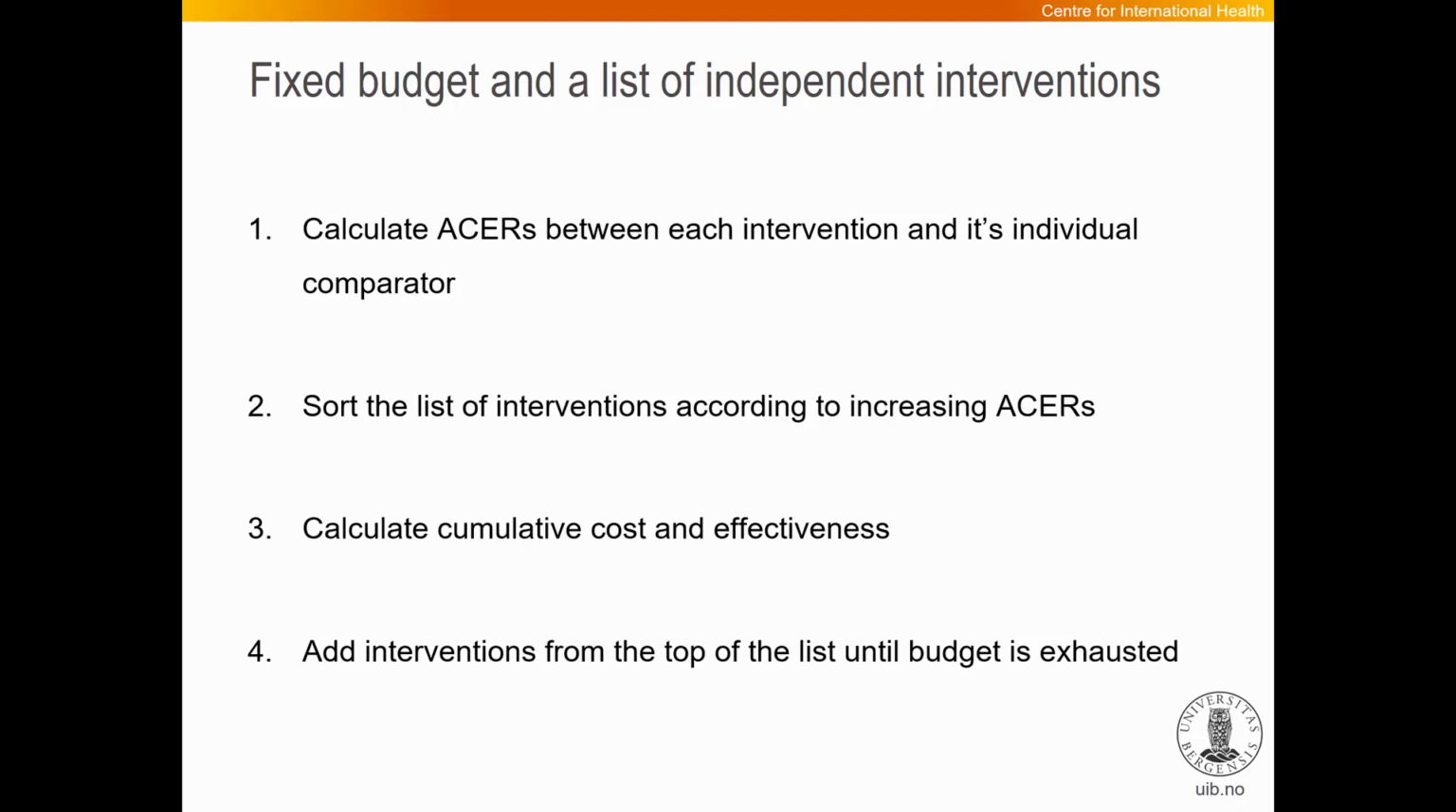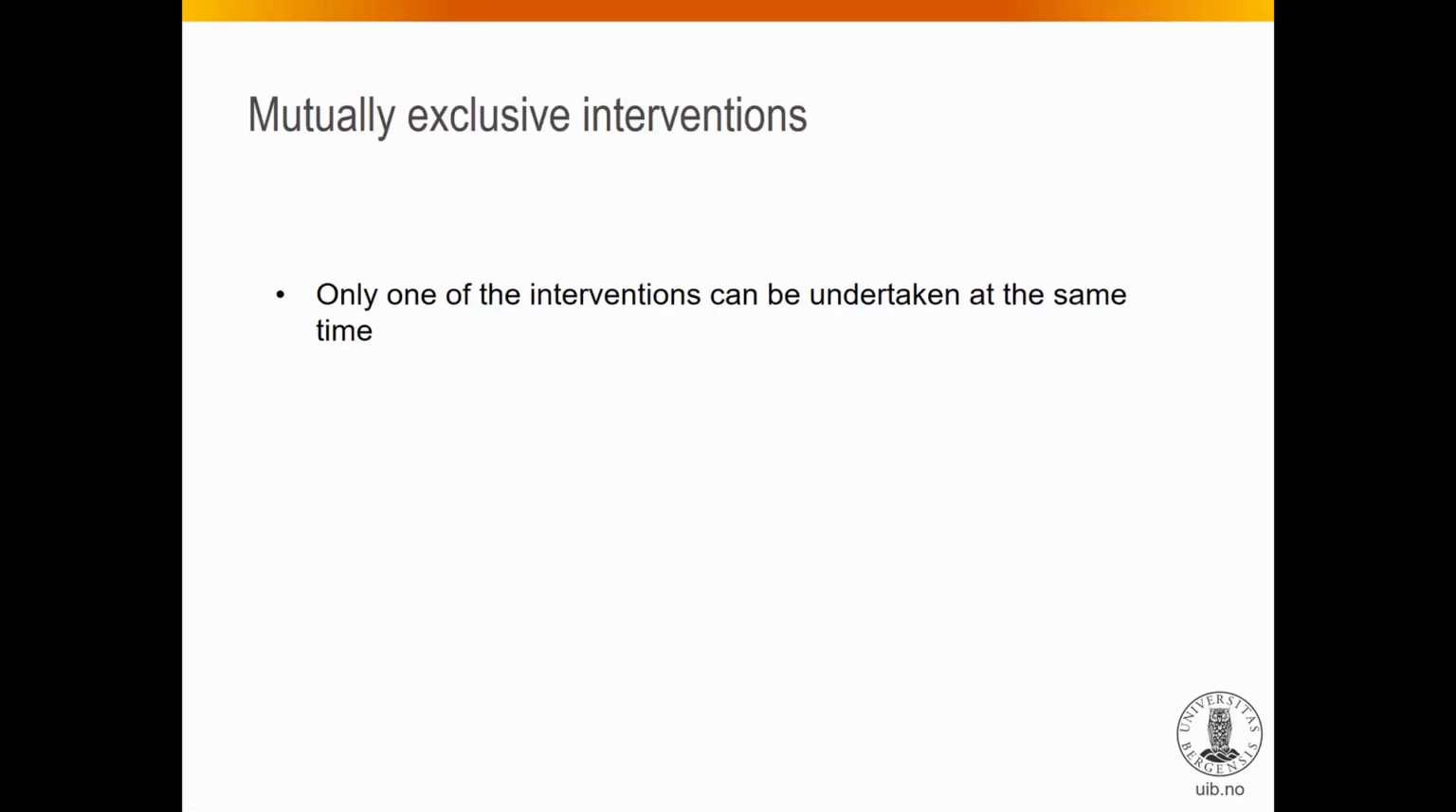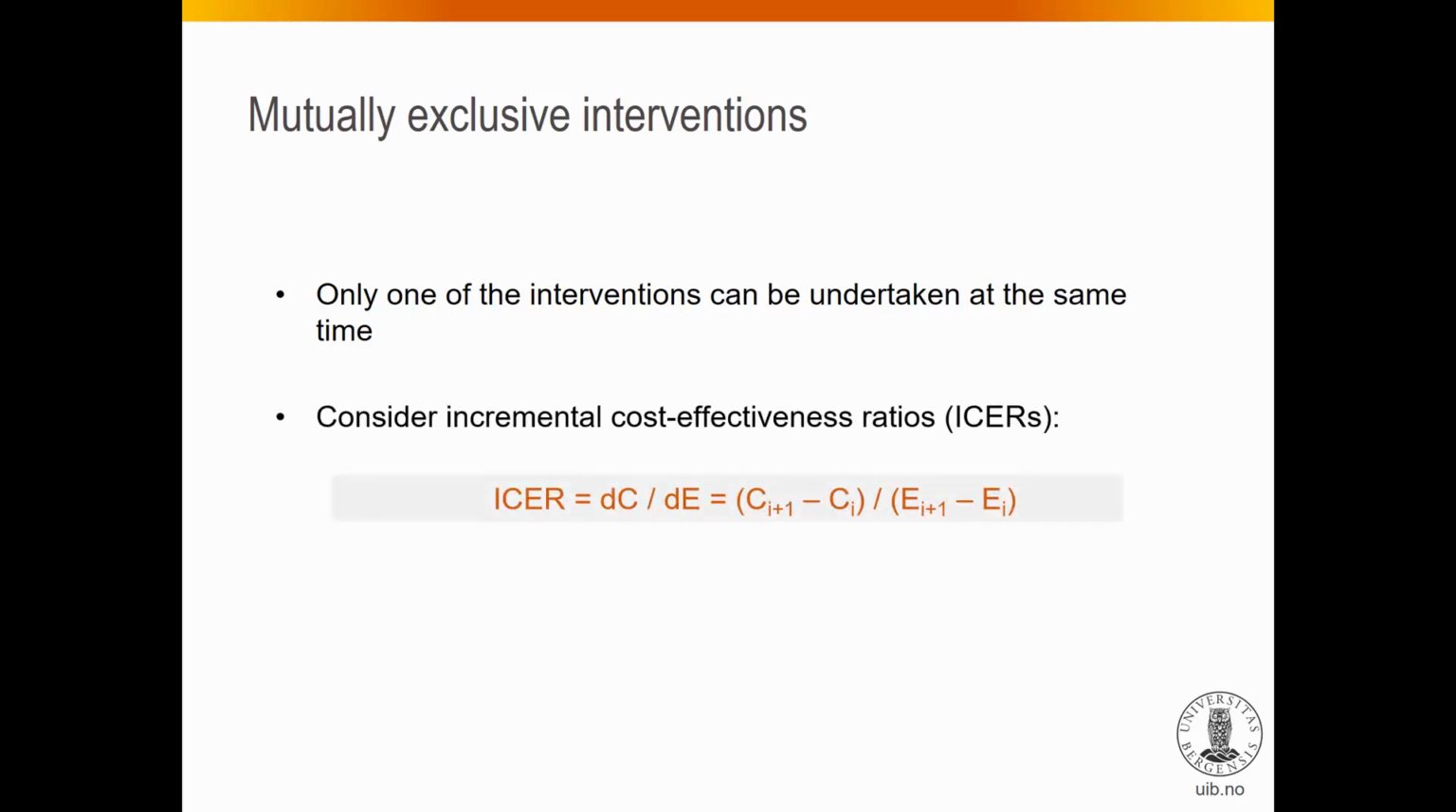in applied economic evaluation is about mutually exclusive interventions. In these situations, only one of the interventions can be undertaken at the same time and for the same patients. And when this is the situation, we consider the incremental cost-effectiveness ratio, which is the difference in costs between two interventions divided by the difference in their effectiveness. And you see the formula.